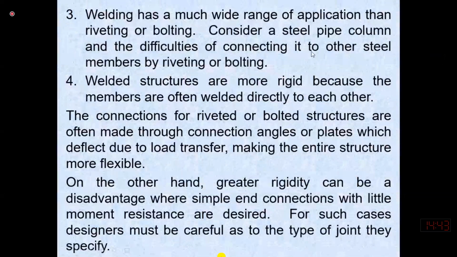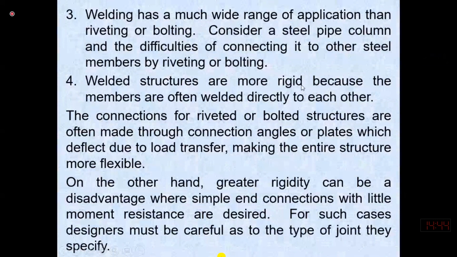So consider a steel pipe column and the difficulty of connecting it to other steel members by riveting or bolting. A pipe section cannot be connected with the help of rivet or fastener connection. But with the help of weld, it can easily be welded to the base plate or to any other member.